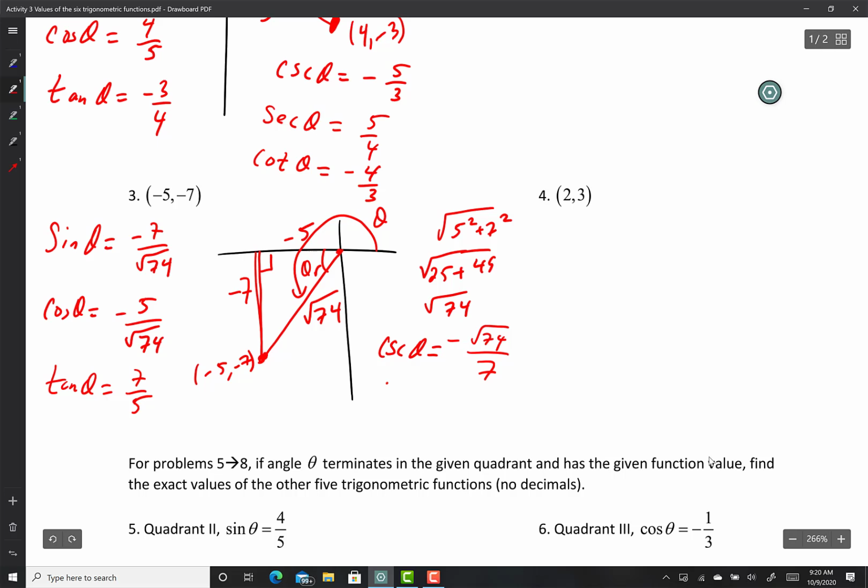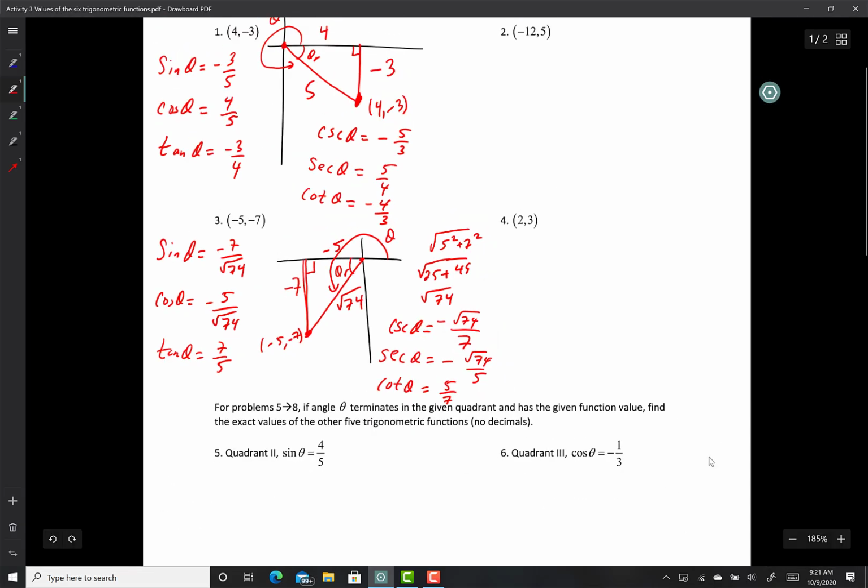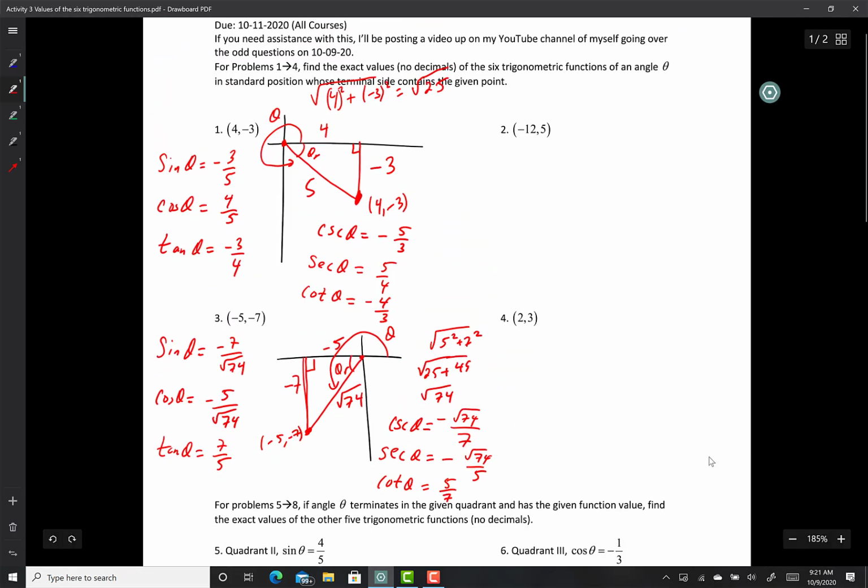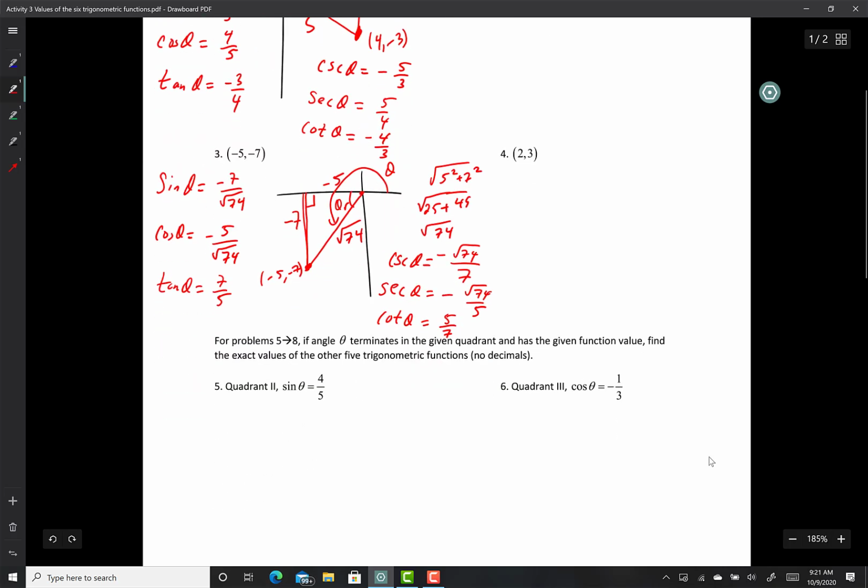Negative. And then the reciprocal of cosine is secant, so negative square root of 74 over 5. And the reciprocal of tangent is cotangent, cotangent 5 over 7. I don't see any errors, guys. I think we're good. So that's what I want. Maybe make them a little smaller so you can have more room on the even ones there.